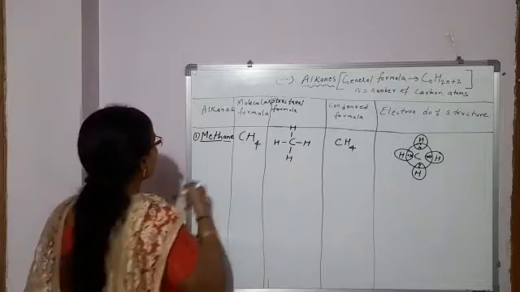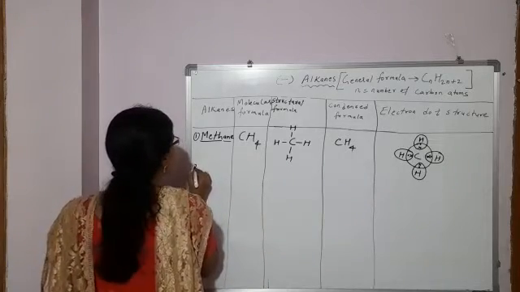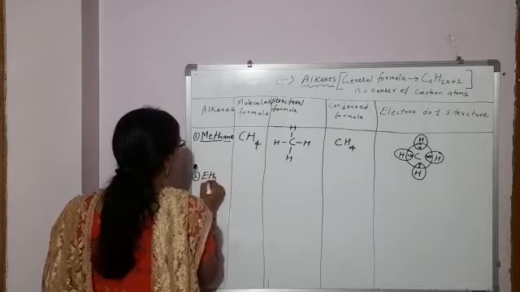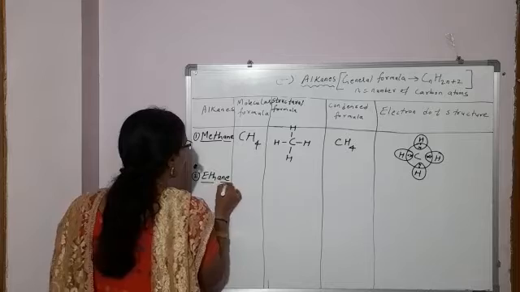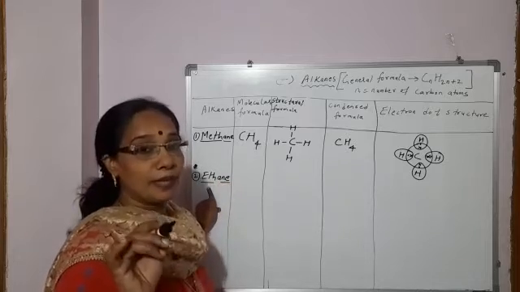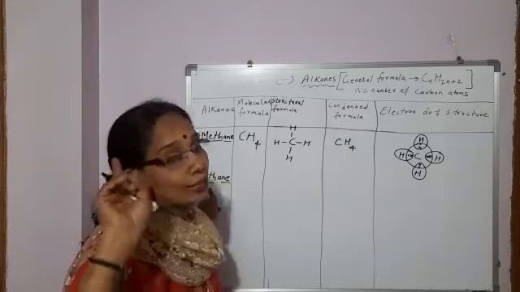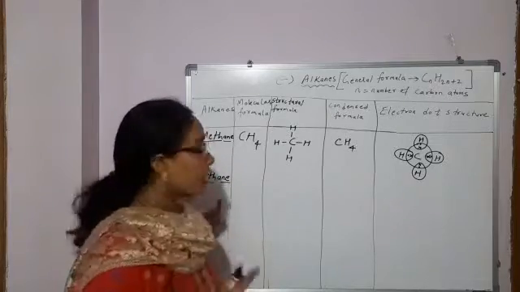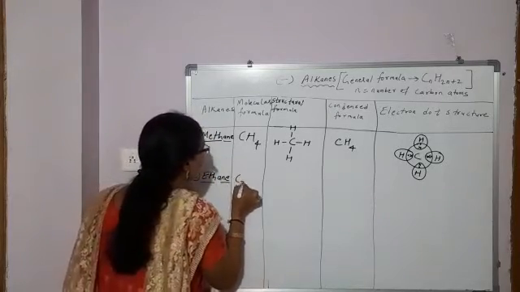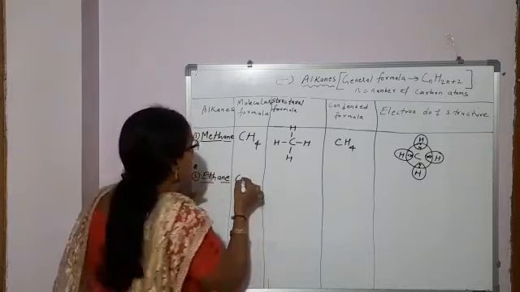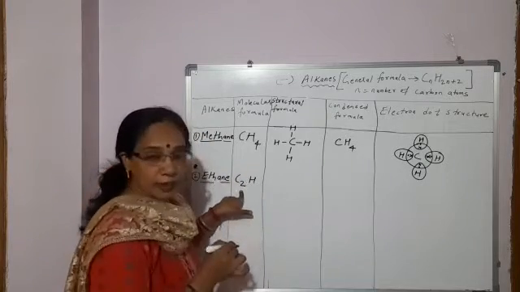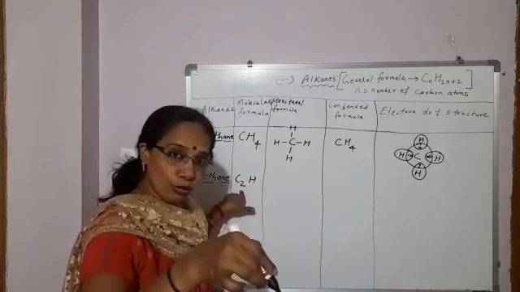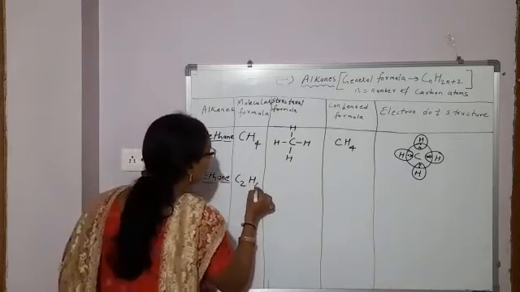Now the second alkane is ethane. So what is the word root used here? Eth. Eth means how many carbon atoms? 2. That you have to remember. Meth means how many carbon atoms? 1. Eth means how many carbon atoms? 2. So how many hydrogen atoms? Double of carbon. 2 2s are 4, plus 2, 6. So how many hydrogen? 6.